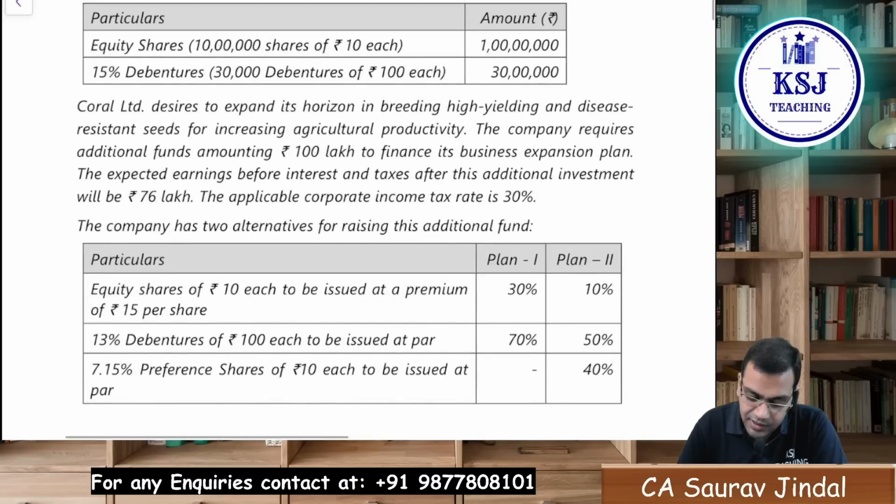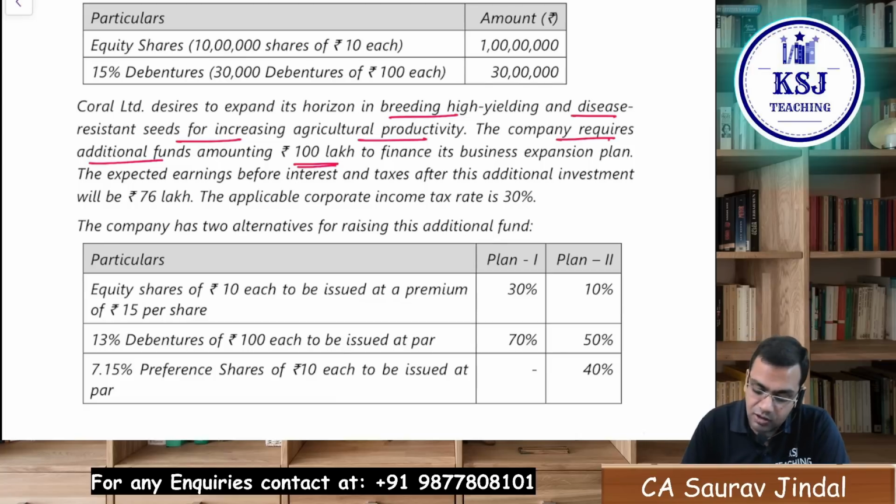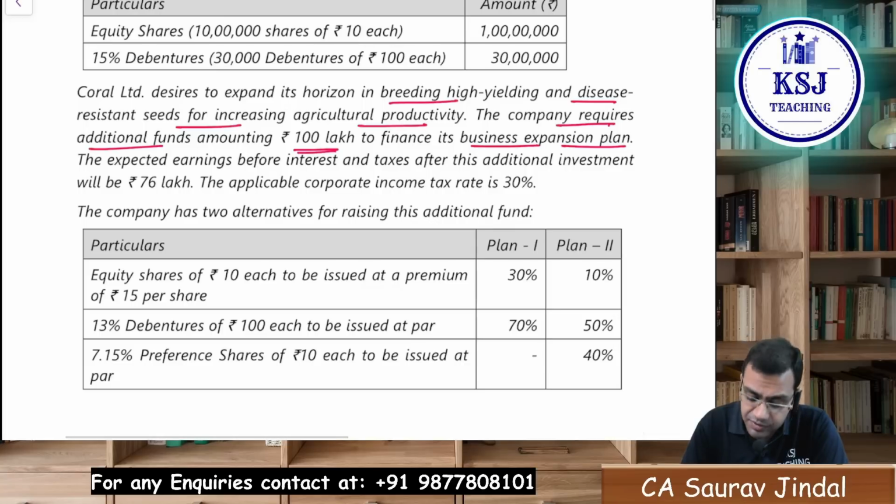Coral Limited desires to expand the horizon in breeding high yielding and disease resistant seeds for increasing agriculture productivity. The company requires additional funds amounting to rupees 100 lakhs, that is 1 crore rupees, to finance the expansion plan. The expected earnings before interest and taxes, that is EBIT, after the additional investment will be 76 lakhs. The applicable income tax rate is 30%.